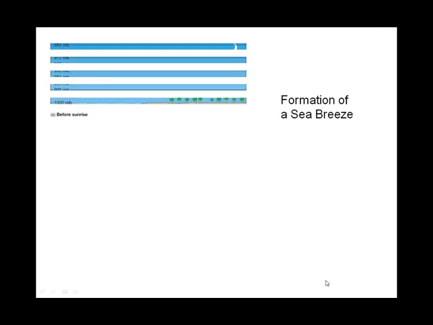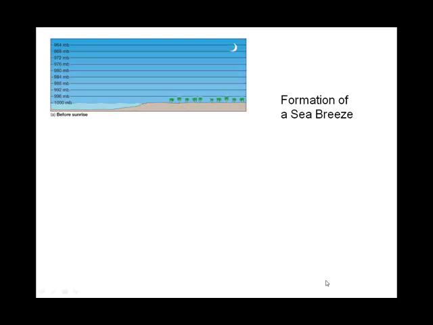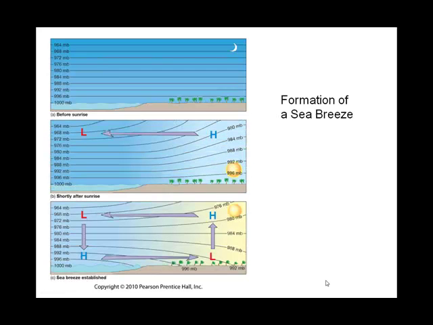So here are some pictures that go along with what I was just talking about. Before the sun rises, the pressures are all about the same. Then, through the course of the day, the land heats up more quickly, and the water stays cool, more stubborn to warm. Because of that, you can see that here at the surface we have generally low pressure, and over here we have generally high pressure. And then this would be our sea breeze.